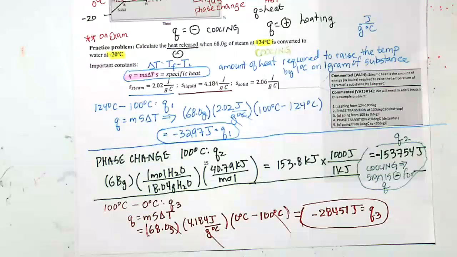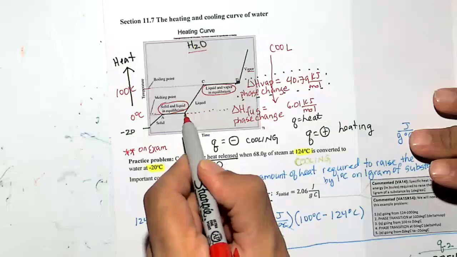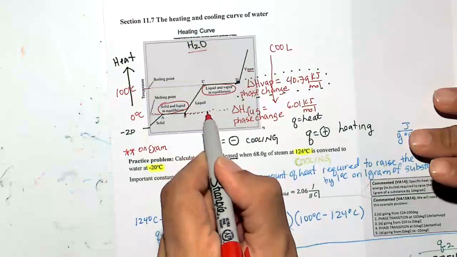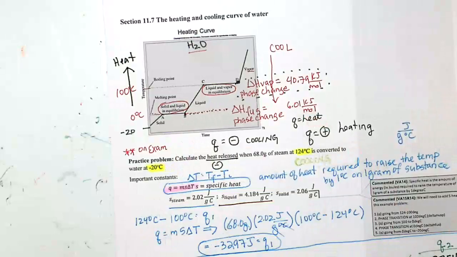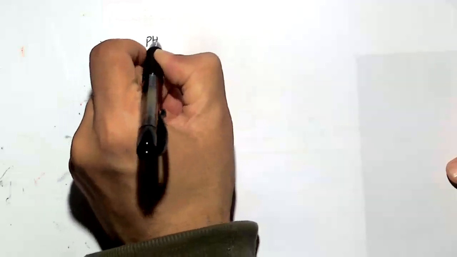All right, so what will be Q4 now? Okay, we got from 100 to 0. What happens next? Very good. Phase change. It's not 0 to minus 20. It's phase change. Okay? So the phase change is going to occur at 0 degrees. So we'll do this in black ink, the phase change. So this is Q4.